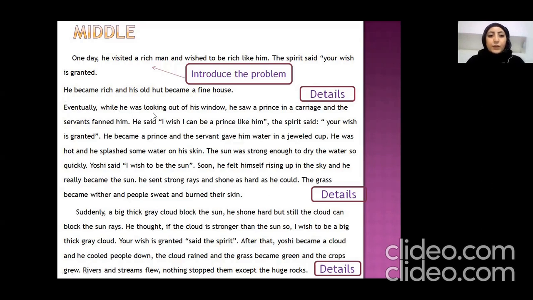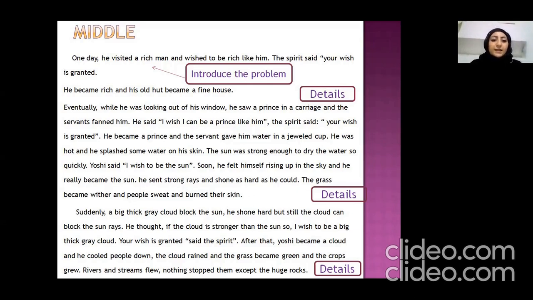Eventually, while he was looking out of his window, he saw a prince in a carriage, and the servants fanned him. He said, I wish I can be a prince like him. The spirit said, your wish is granted, Yoshi. He became a prince, and the servant gave him water in a jeweled cup. He was hot, and he splashed some water on his skin. The sun was strong enough to dry the water so quickly.